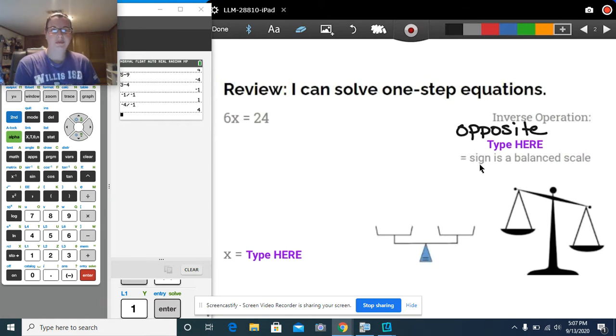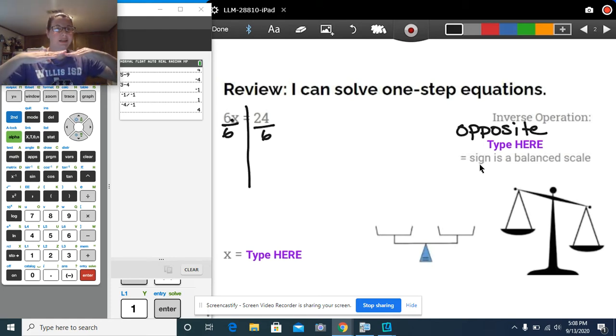Like I said before, right between that 6 and the x is a little dot that means multiplication. So what is the inverse, or the opposite operation, of multiplication? That's division. I want to divide both sides by 6. That's because we're trying to keep our scale balanced. We are going to do the same thing to both sides so one side doesn't become higher than the other.